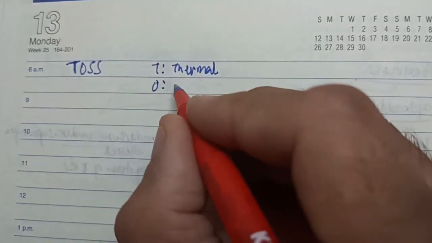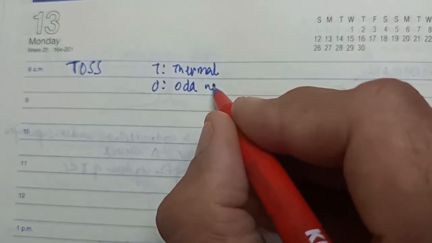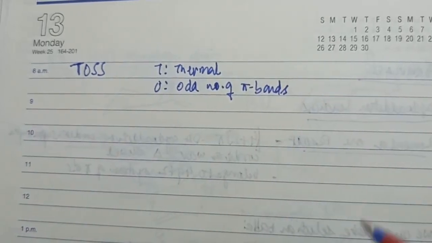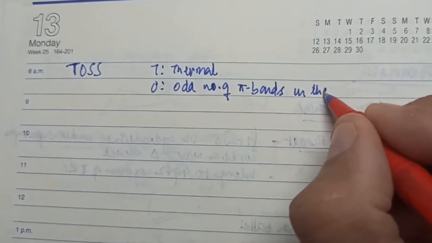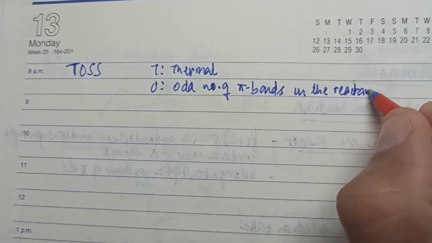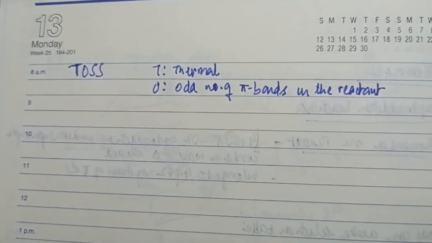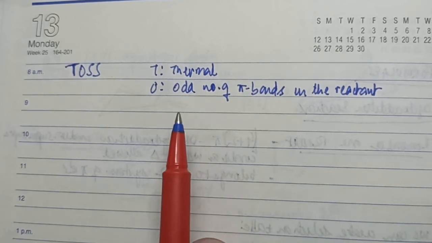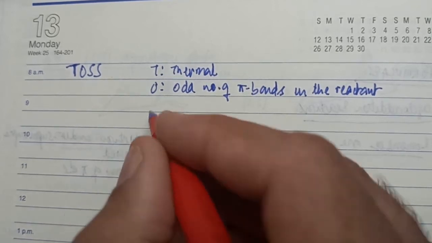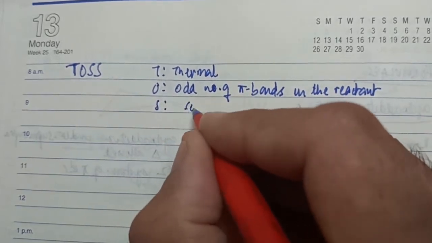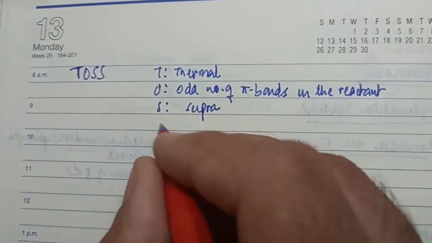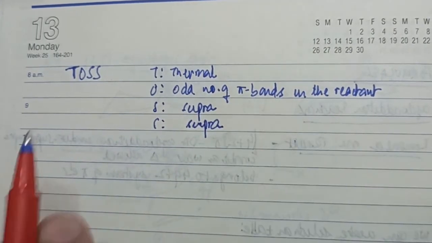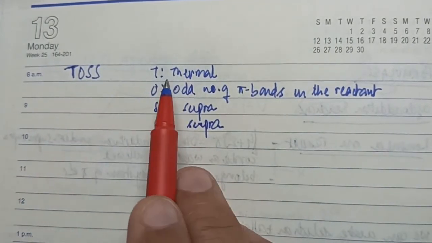O stands for odd number of pi bonds in the reactant system. That means in the open chain partner, the reactant which has to add to form a cyclic product, the formula has to always be applied to that component. S stands for supra on one reactant, and this S stands for supra on the second reactant. So the formula TOSS is thermal, odd, supra, supra.